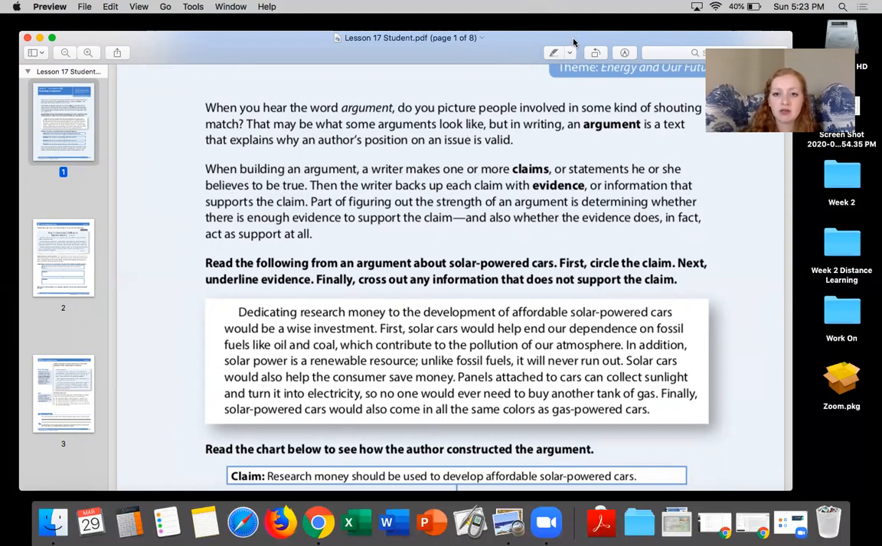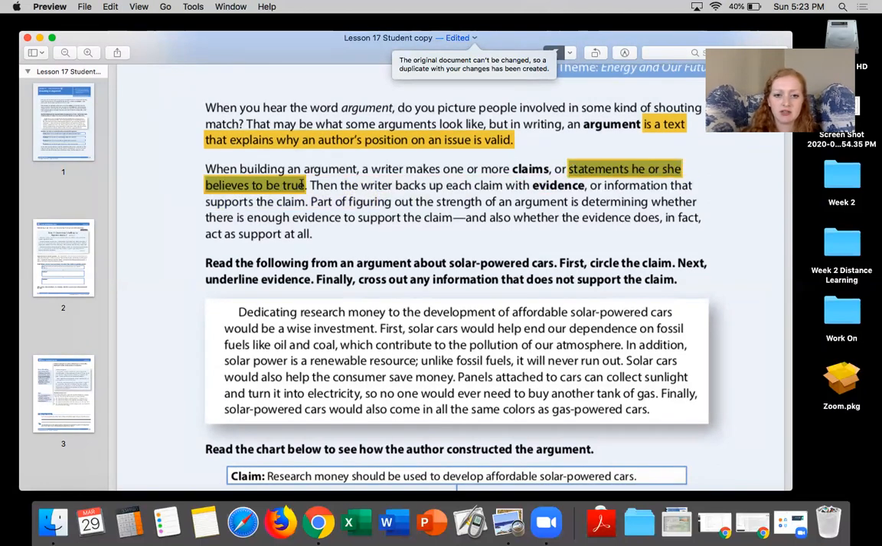So like we would do in class normally when I hand you out highlighters or I tell you to underline, let's go ahead and highlight these. Okay, so I click this up here. I'm going to highlight it in yellow. You can do it in whatever color you want. An argument is a text that explains why an author's position on an issue is valid. Okay, the definition for a claim, statement he or she believes to be true. And remember that he or she is the writer. All right, and then evidence, information that supports the claim.